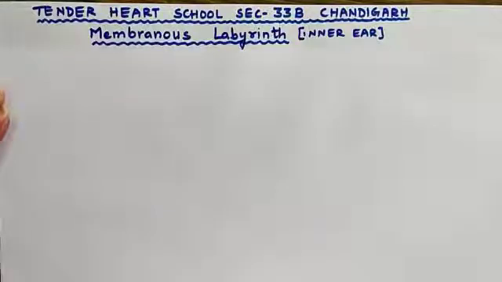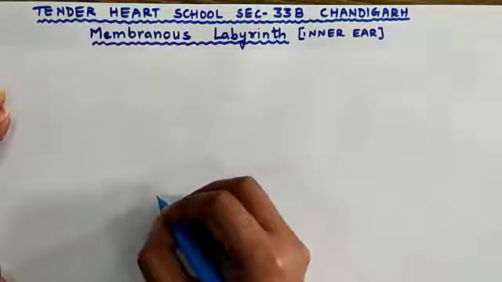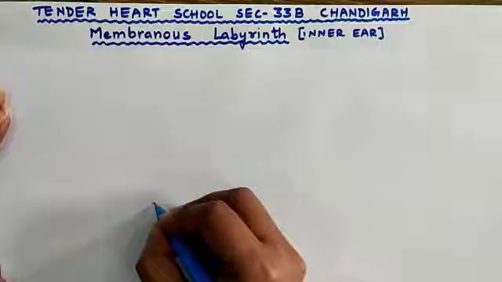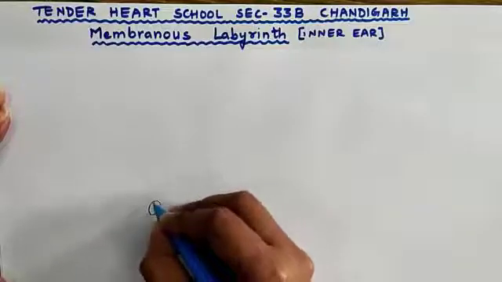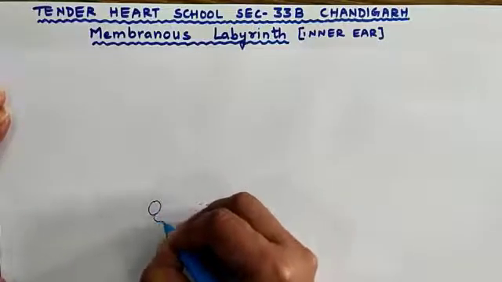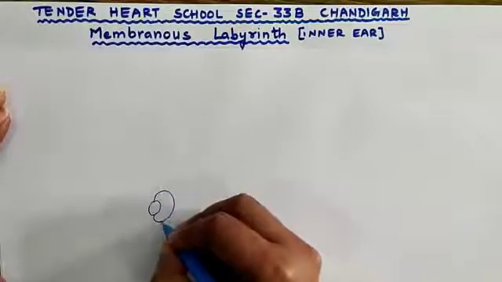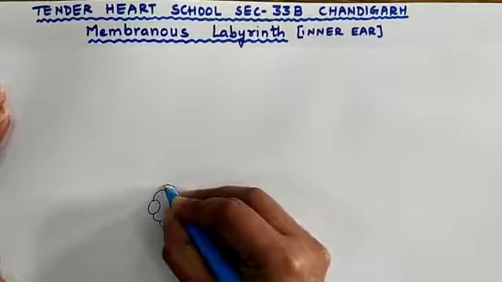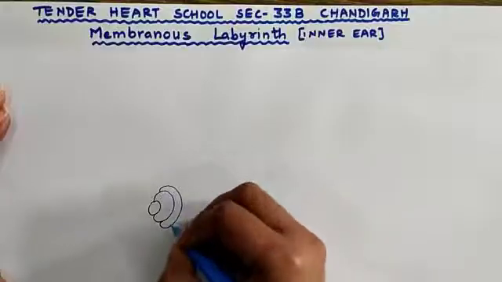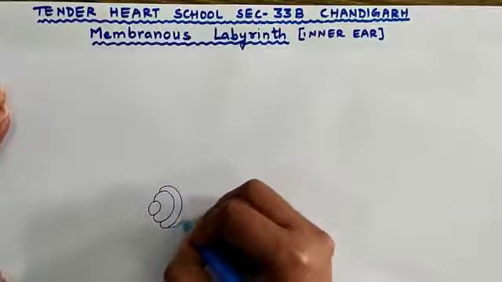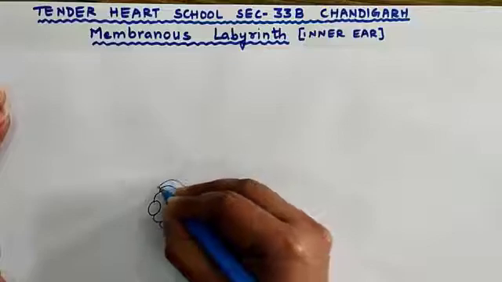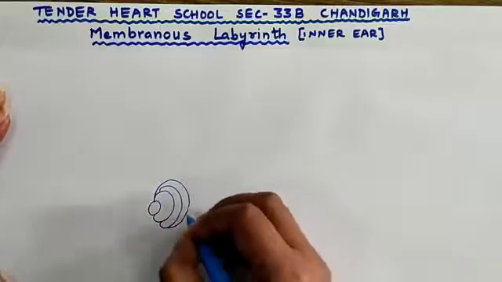Morning students, today we will learn how to draw the structure of the membranous labyrinth, which is the inner ear. The membranous labyrinth is made up of three major regions. Firstly, we have the cochlea. The cochlea is the snail-shaped part of the membranous labyrinth, which has 2.5 turns. So it is something like this, right?